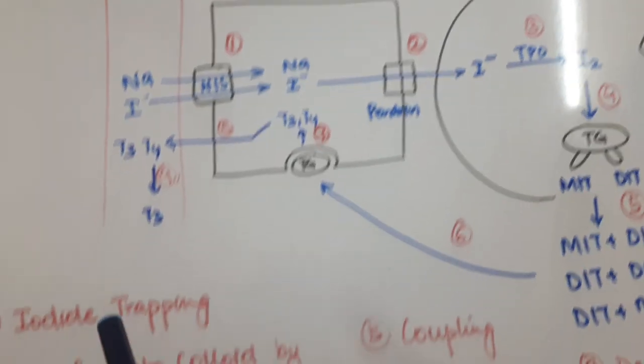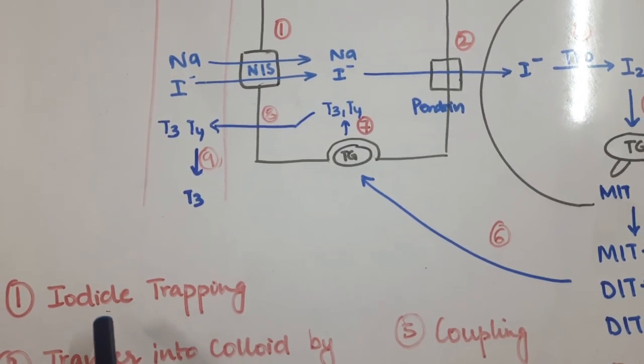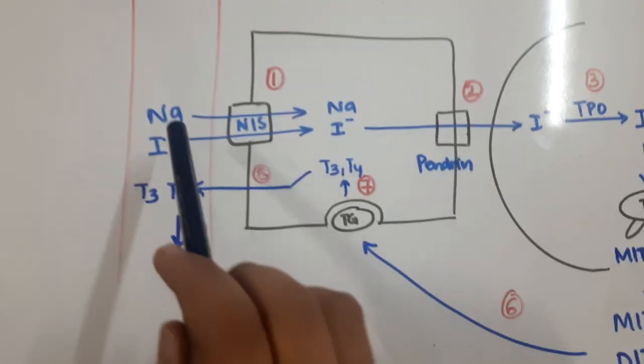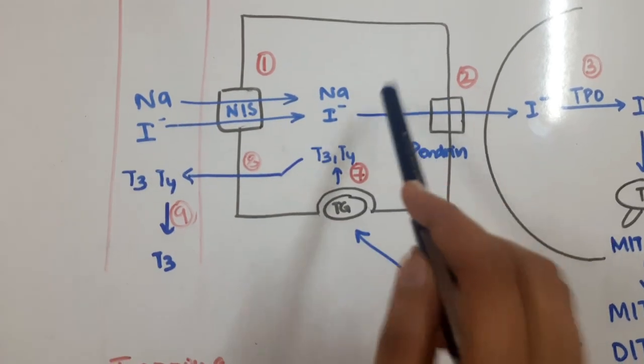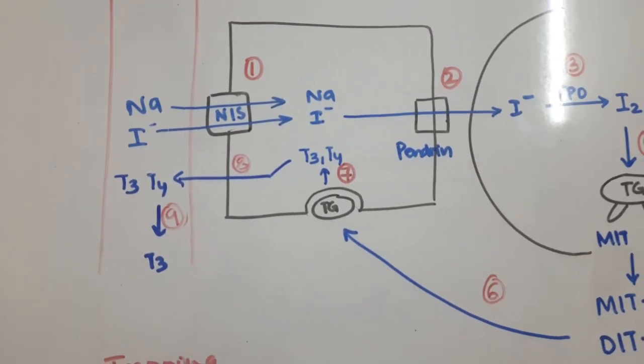That is the first step. As you can see over here, this step is called iodide trapping. Trapping of iodide from the blood inside the thyroid follicular cell is the first step.